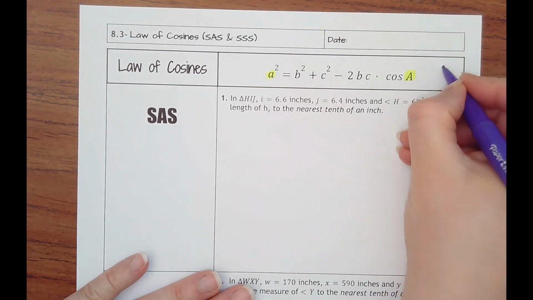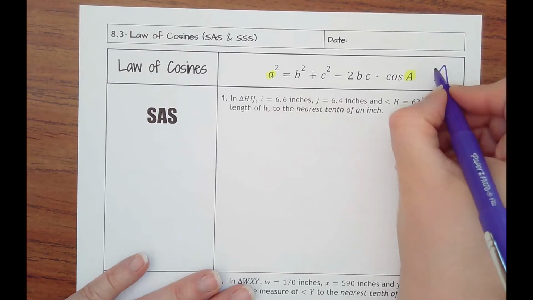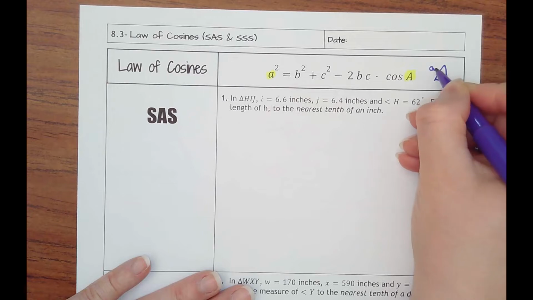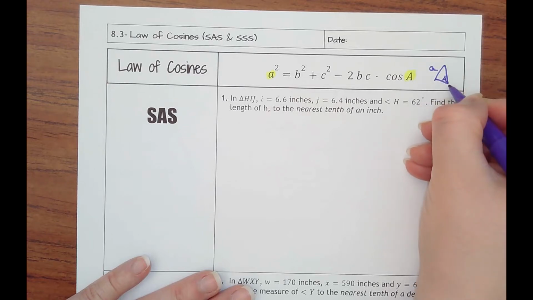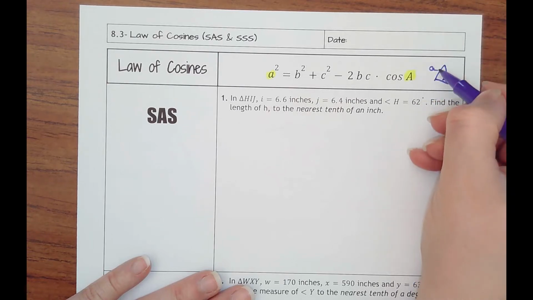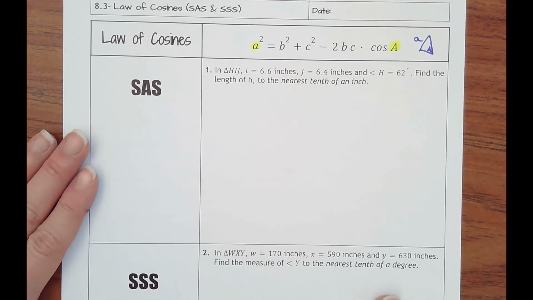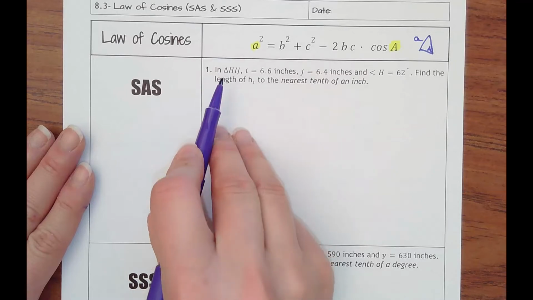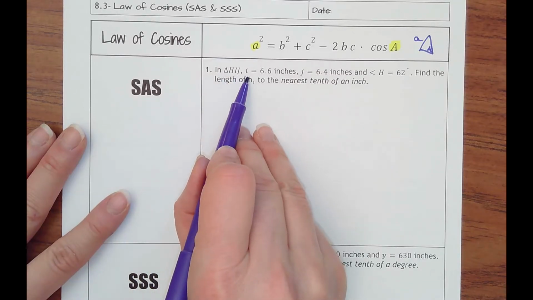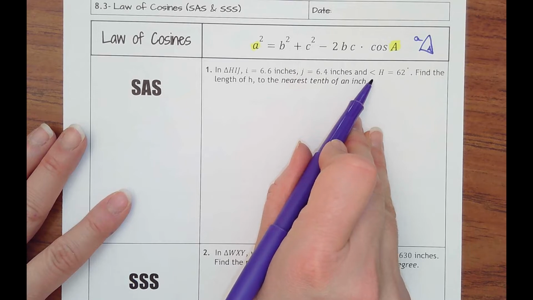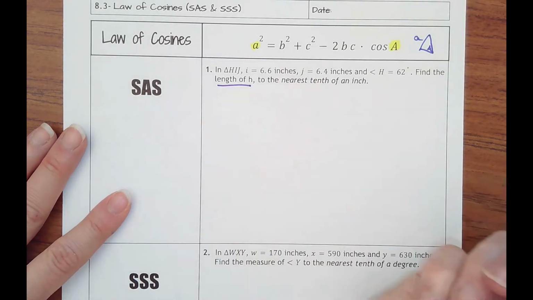So what that means is any triangle I have, say this is side A, across from it is going to be angle A. So you have to have one set of an opposite side and angle relationship to be able to use this. Okay, so it says in triangle HIJ, they give you the length of side I, side J, and they give you angle H. Find the length of side H to the nearest tenth of an inch.